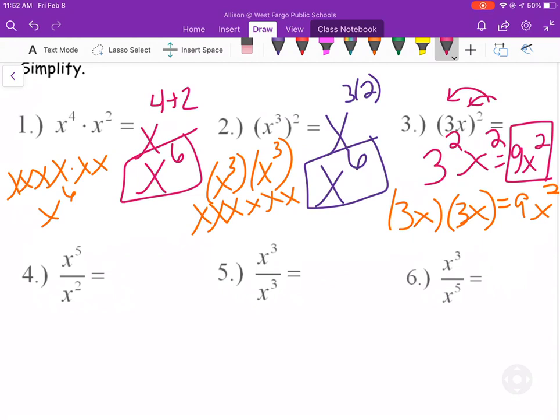So here, number 4, we have the quotient rule. So you're dividing, the bases are the same. The rule says then you subtract the exponents. So 5 minus 2 leaves me with x to the third power.